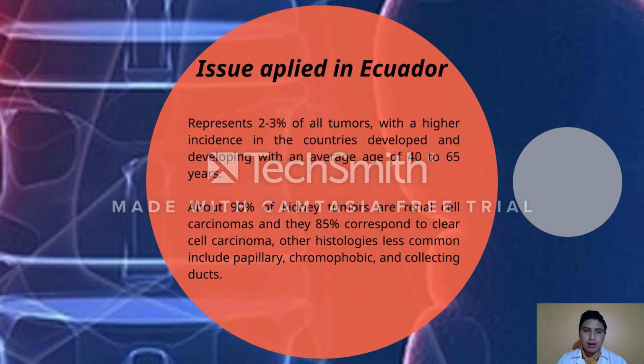Kidney tumors represent 2 to 3% of all tumors, with a higher incidence in developed and developing countries, with an average age between 40 and 65 years. About 90% of kidney tumors are renal cell carcinoma, and 85% correspond to clear cell carcinoma. Other less common histologies include papillary, chromophobe, and collecting duct.